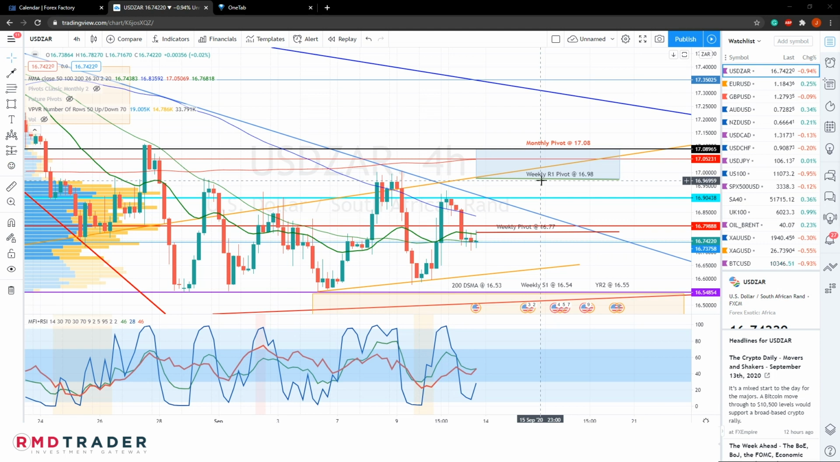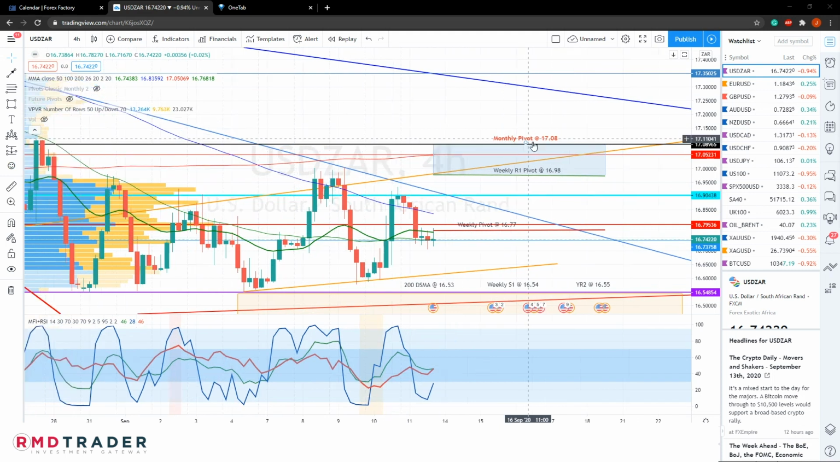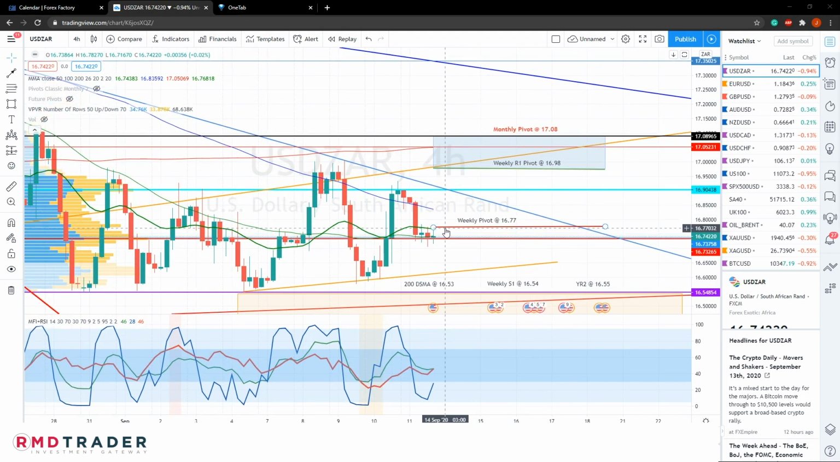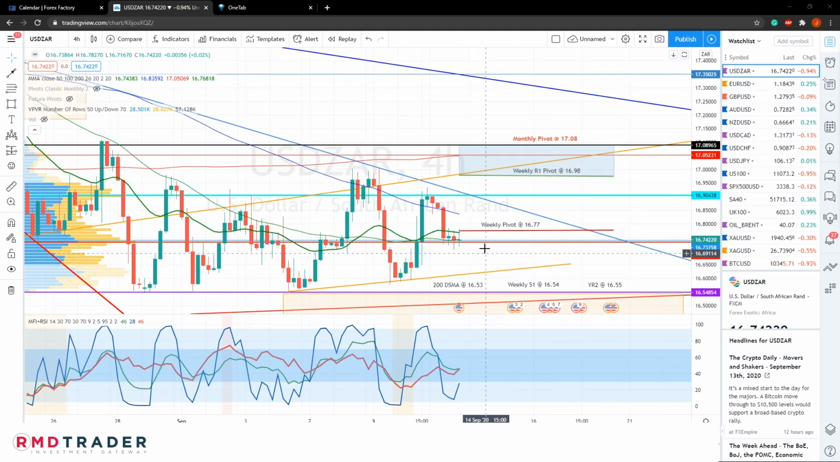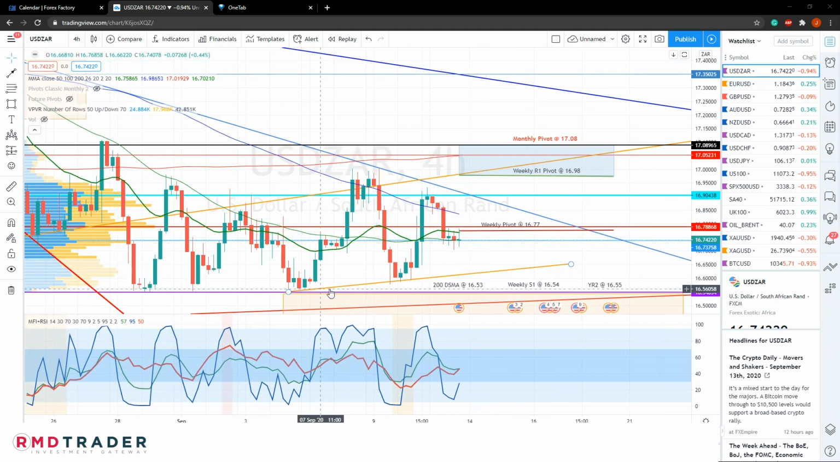And if we manage to clear that, we can probably expect anything from the 4-hour 200 SMA to our monthly pivot at 17.08. So this entire area would be an area of resistance if we see a breakout, as this would be the top of the consolidation area and our target. If we do see bearish price action below our weekly pivot, it's very likely that we will see another retest of this lower diagonal. And of course, this would probably act as initial support.